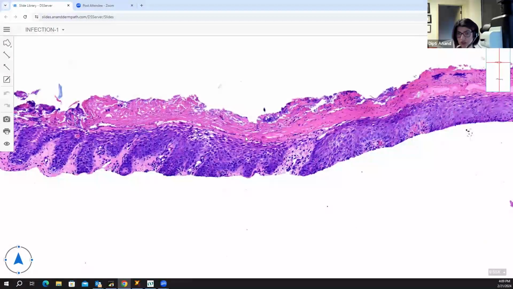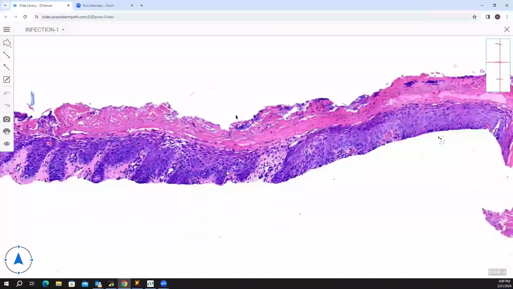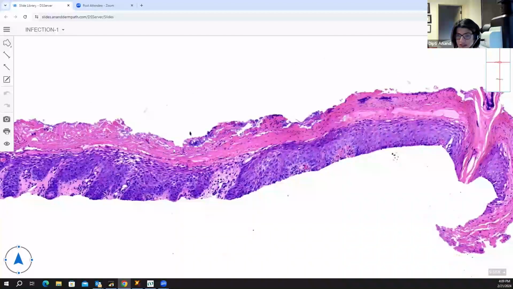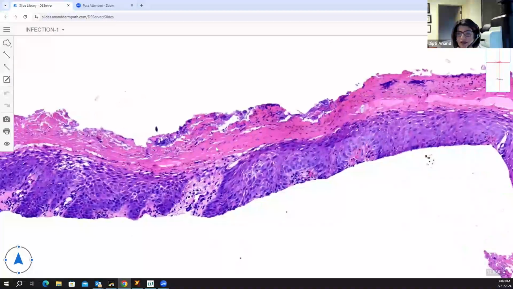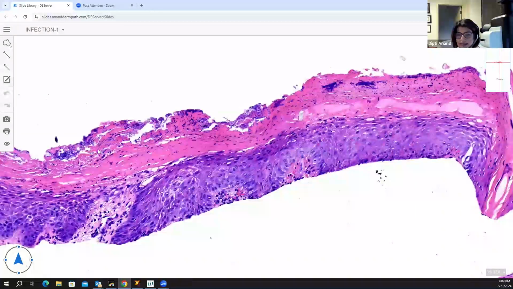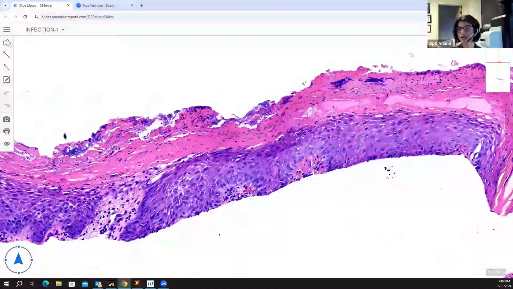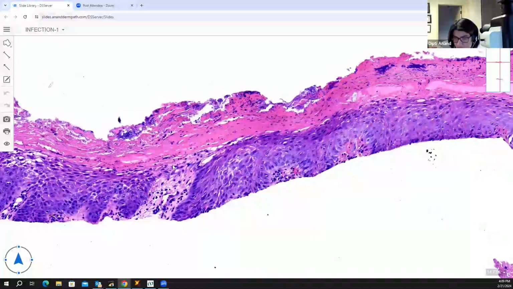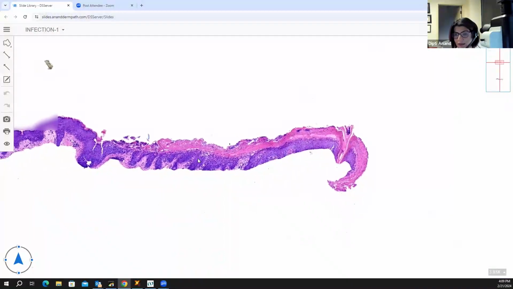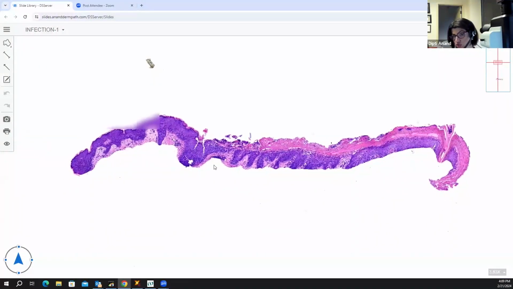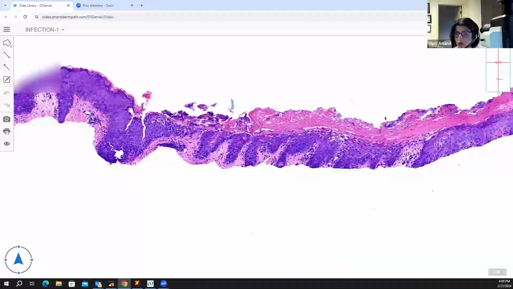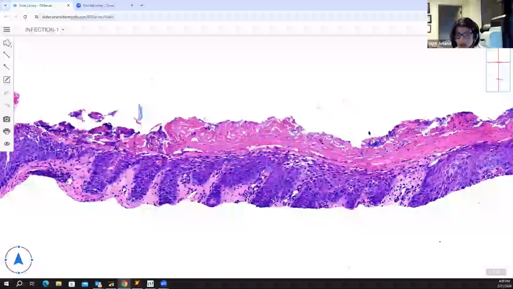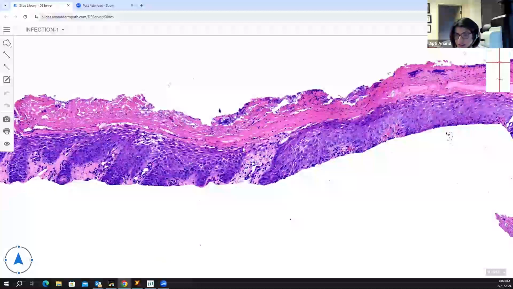So this slide shows you a nice subcorneal blister with a lot of neutrophils, and you can see easily that there are lots of bacterial colonies in there. So this is impetigo or bullous impetigo. Most of the biopsies done for impetigo are most often shaved biopsies. Subcorneal acantholysis can also be seen. So you can see discohesive cells.